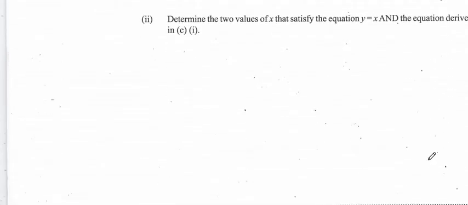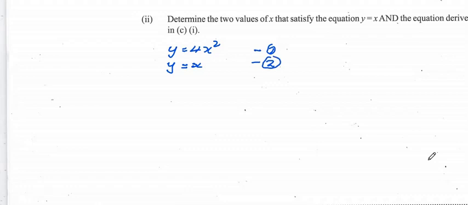Now then, determine two values of x which satisfy the equation y equal to x and the equation derived in part C1. So from C part 1, y is equal to 4x squared. And here we are asked to use this equation y is equal to x. So this is equation 1, this is equation 2. And anytime you see a simultaneous equation like this, and it has a power of any kind in there, it is not just a straightforward simultaneous equation, it is what we call a simultaneous quadratic equation. So in other words, we are going to get two values of x and correspondingly two values of y.